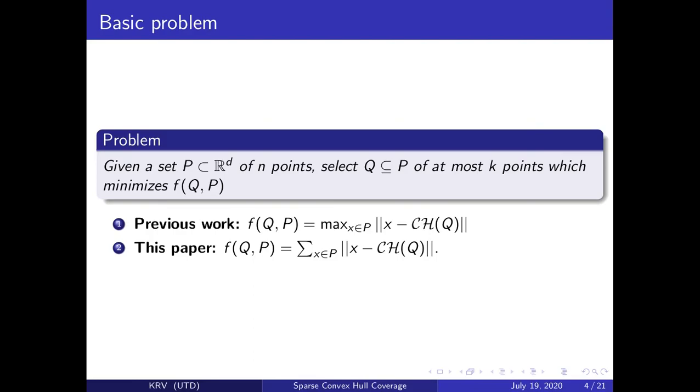So here's the basic problem. We've got a point set P of n points, and we're trying to select a subset Q of at most k points which minimizes the objective. Like I said, in previous work the objective is a max, so you look at the distance from each point x to the convex hull of Q, and then you take the max of all those distances. In this paper, we're instead going to take the sum of all those distances.